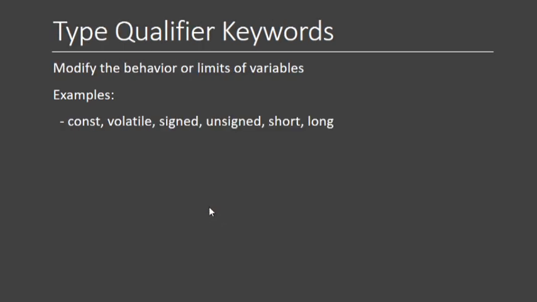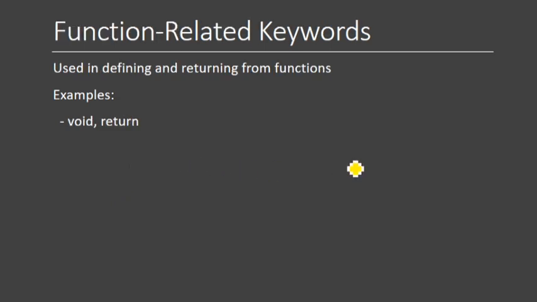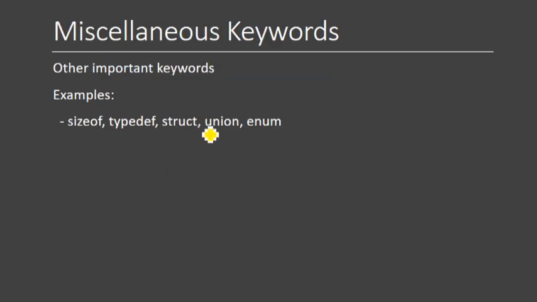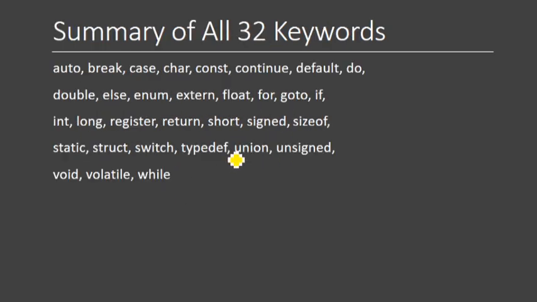Next, the type qualifier keywords: const, volatile, signed, unsigned, short and long. The function related keywords are void and return. When you come to the function class, we will understand about it. And miscellaneous keywords: sizeof, typedef, struct, union, and enum. These are the miscellaneous keywords.